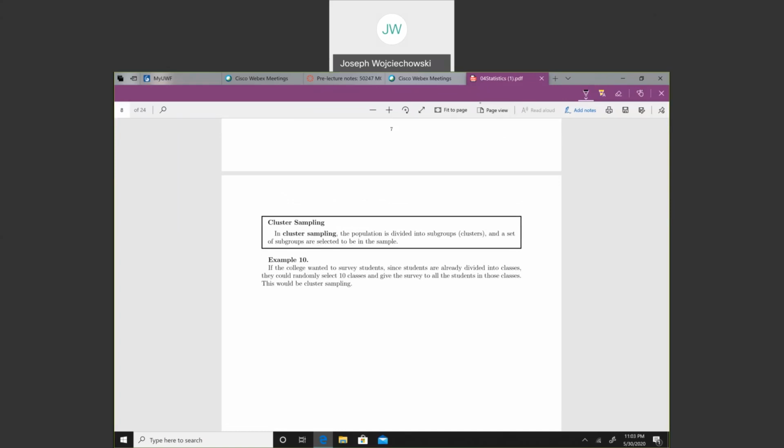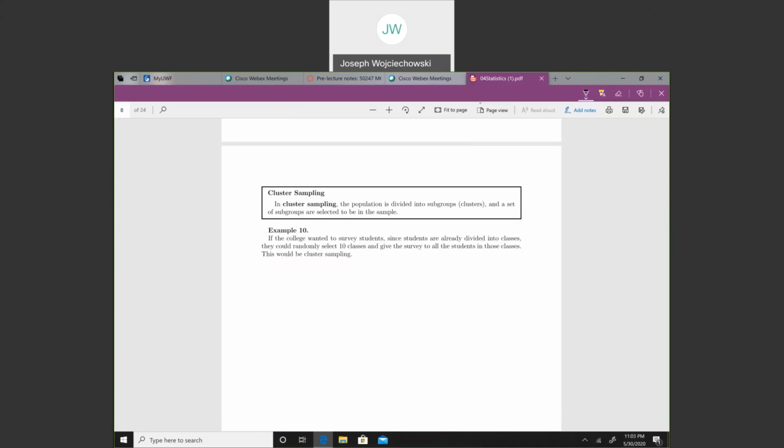If the college wanted to survey students, since students are already divided into classes, they could randomly select 10 classes and give the survey to all the students in those classes. This would be cluster sampling.